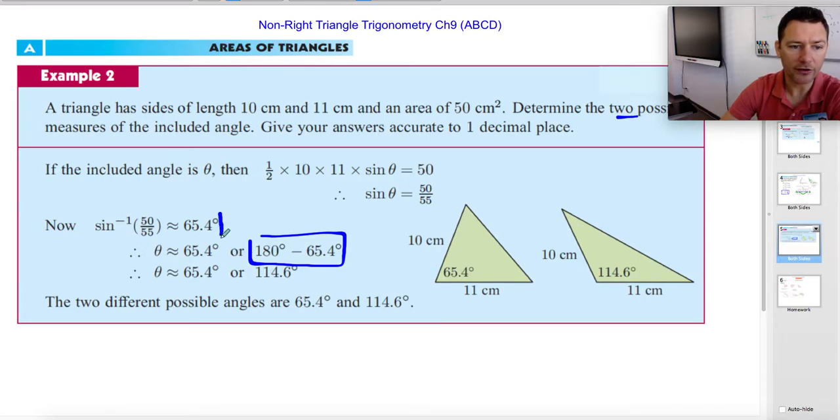Cool. So find your angle, take that angle and say 180 minus that, and that gives you your other angle.